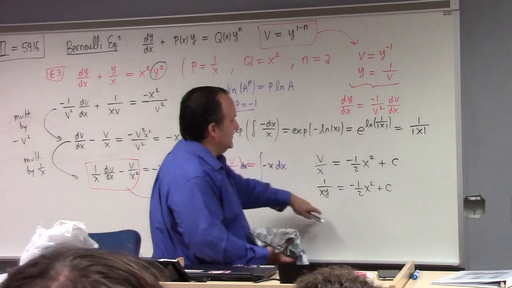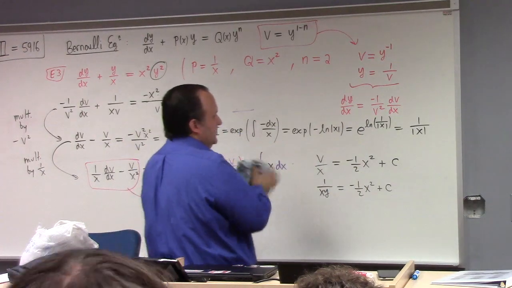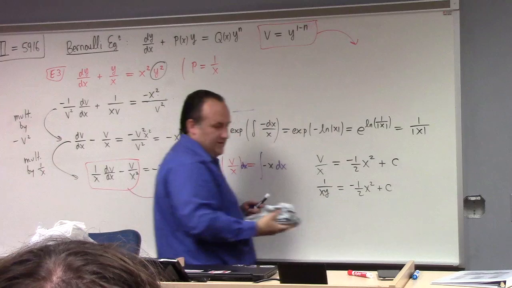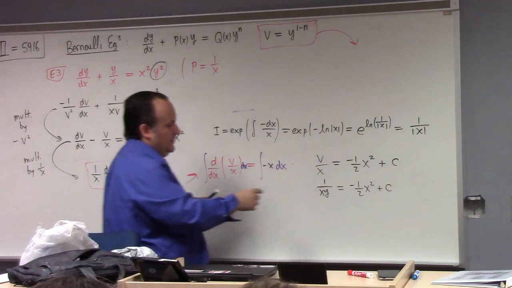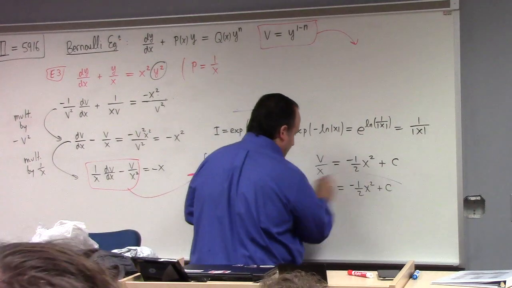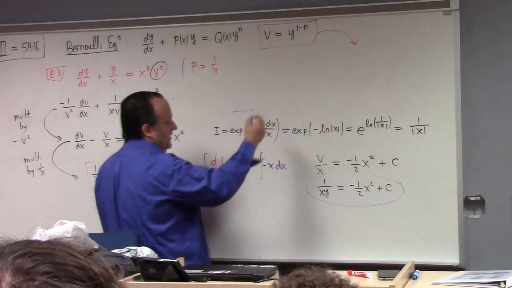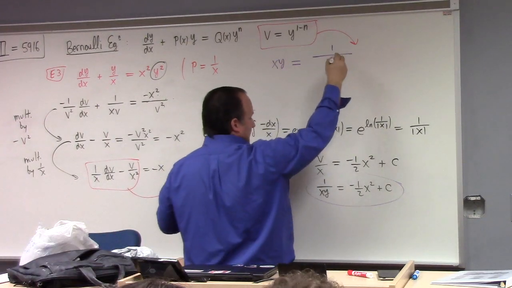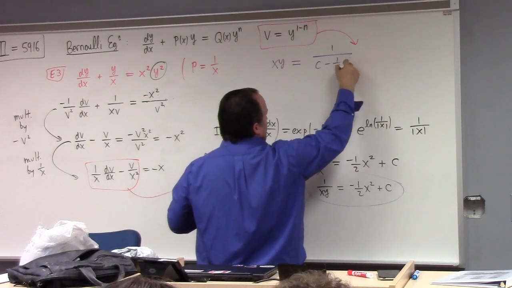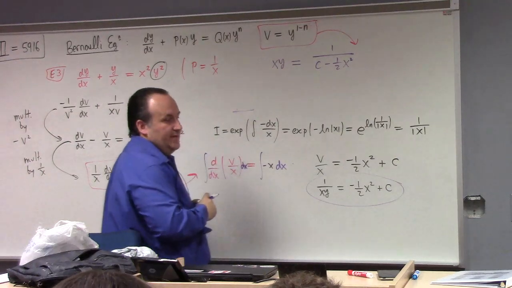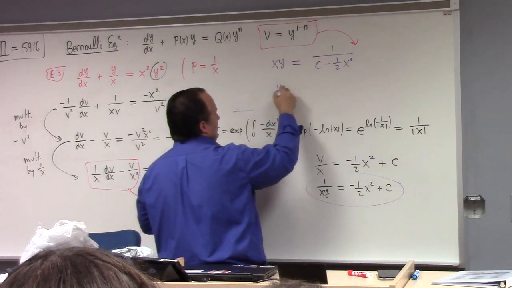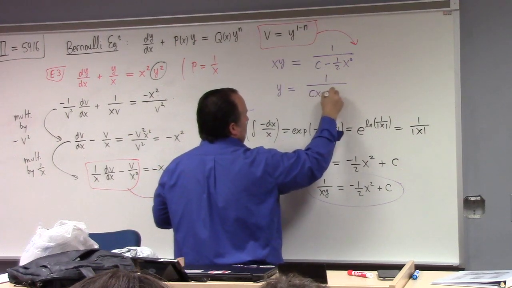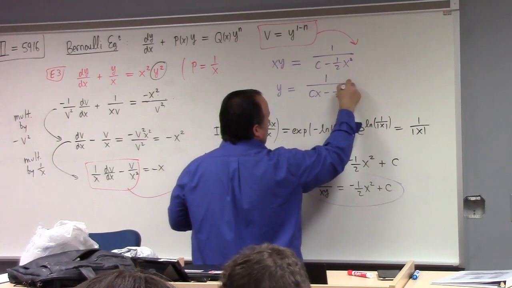let's do the algebra up here. You guys know the substitution, so I'm going to put it up here. So can we solve for y? I think we can solve this for y, right? So what I'm going to do, I'm going to start by taking the reciprocal of the equation. And that gives me xy is equal to 1 over c minus 1/2 x squared, right? And then I'm going to divide by x. And that gives me y is equal to 1 over cx minus 1/2 x cubed, all right?